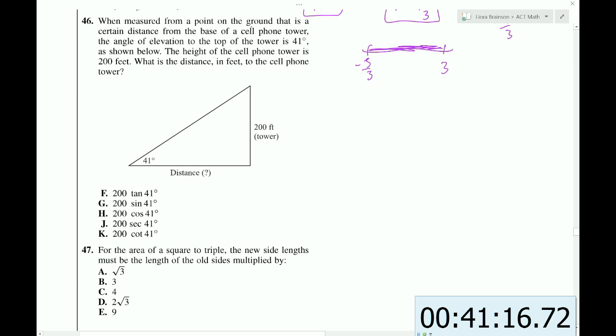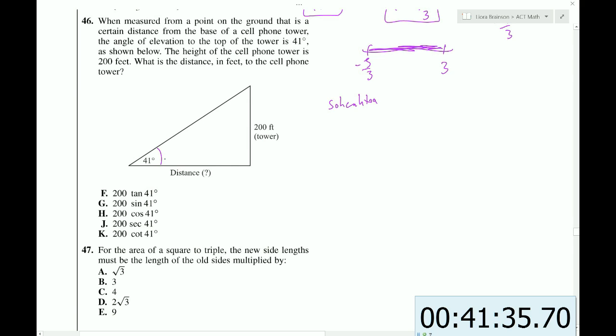When measured from a point on the ground that is a certain distance from the base of a cell phone tower, the angle of elevation to the top of the tower is 41 degrees. The height of the cell phone tower is 200 feet. What is the distance? Okay, so this is just a simple Sohcahtoa.